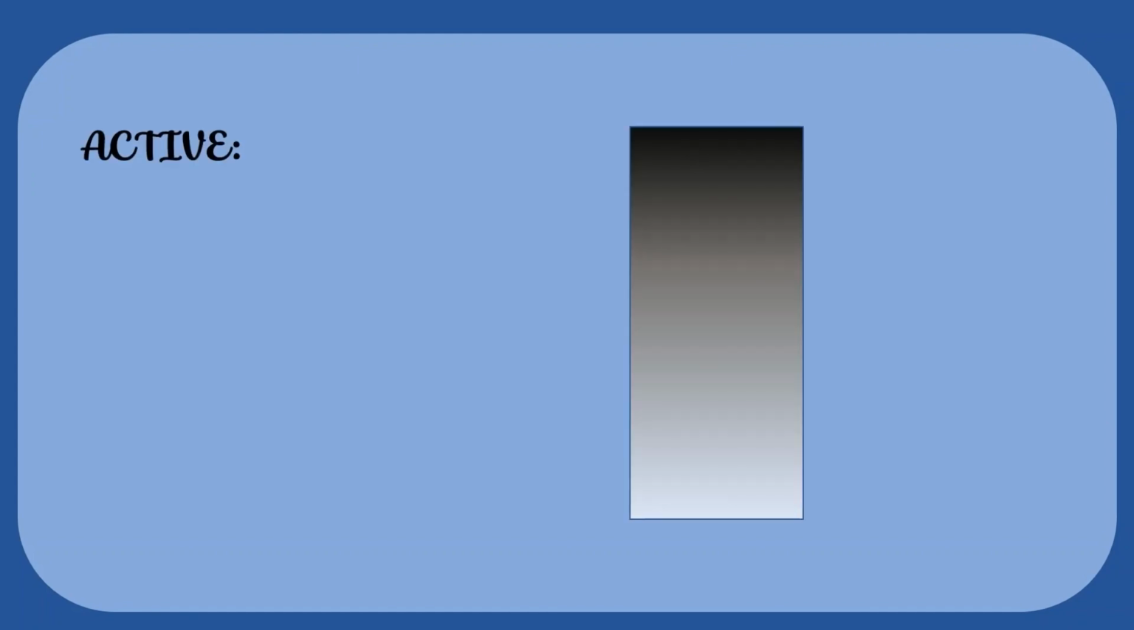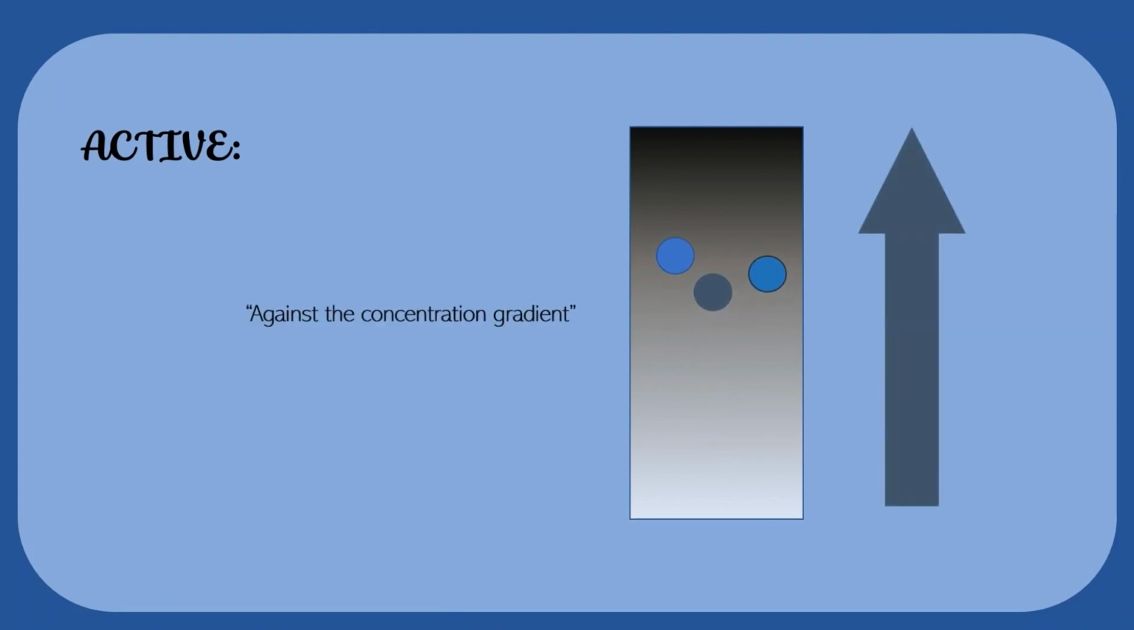So now active transport. This is the gradient, and these are the particles moving upward. So you can say that they move against the concentration gradient since they move from low concentration to high concentration. All active transports require a protein because it requires the cell to perform work.